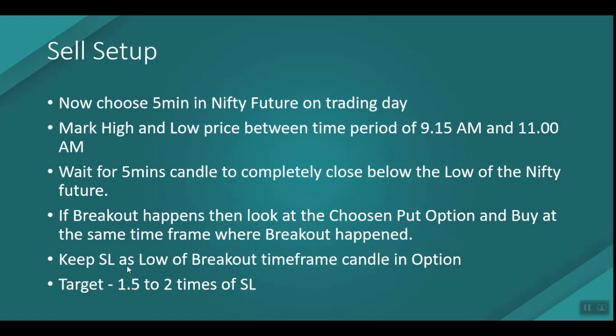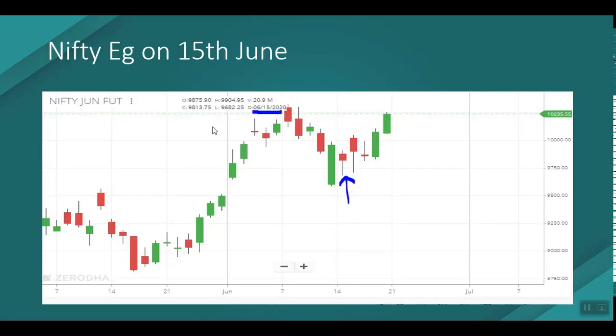Here I mentioned it as low, so ignore it. There is a mistake in this PPT. Keep the high of the breakout time frame candle in the option's strike as the SL, and keep the target at 1.5 to 2 times the SL. Here you can see on 15th June we have the high of 9904 and the low of 9682. So we'll be choosing the 9900 call option and the 9700 put option for the next day's trading.